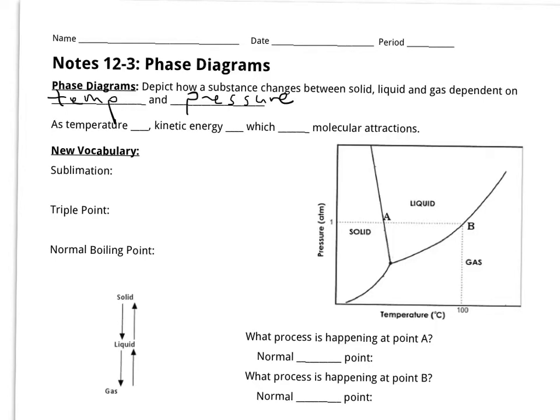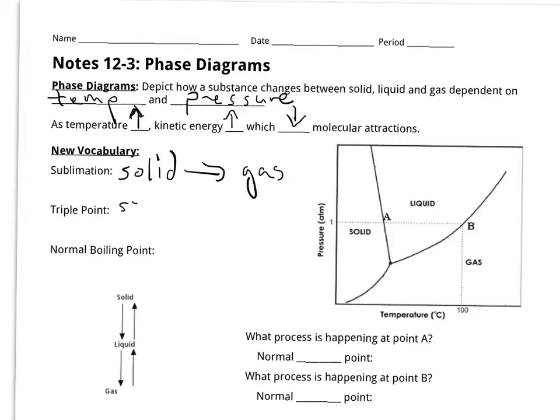And just as a review, remember that the way we understand temperature is really related to kinetic energy. If we raise the temperature, we think of something getting hot, but in reality, what's happening is the kinetic energy of the object is increasing. When we transition from one phase to another using temperature alone, going from a solid to a liquid, we are decreasing the number of molecular attractions. And when you go from a liquid to a gas, you're also decreasing molecular attractions. As far as the new vocabulary goes, sublimation is when you go straight from a solid to a gas. You skip the liquid phase.